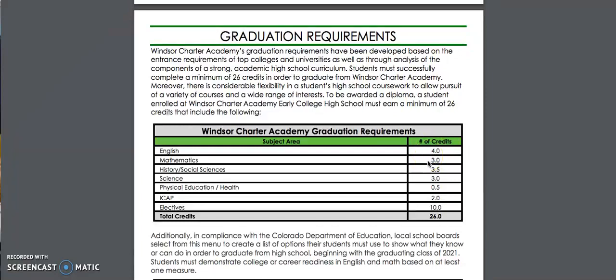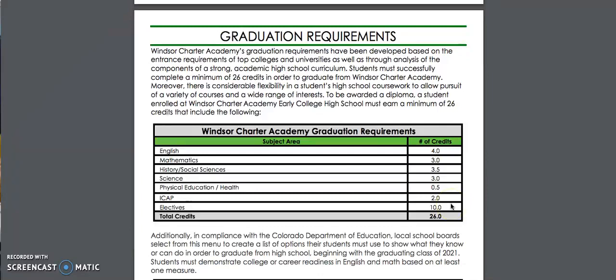Math, you need 3. History, 3.5. Science, 3. PE, 0.5, which translates into half a year. ICAP, you'll take an ICAP class every year, so a semester-long ICAP every year, which winds up equaling 2 credits, and then 10 electives, all adding up to 26. You are more than welcome to get more than 26 credits, and a lot of students do, but that is the bare minimum, and it must be in these subject areas.